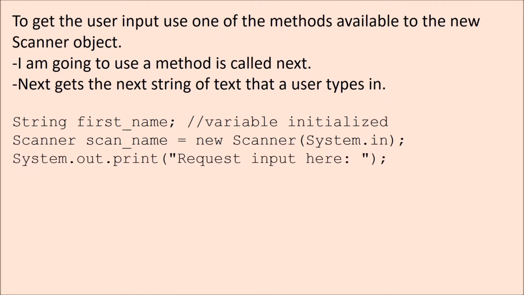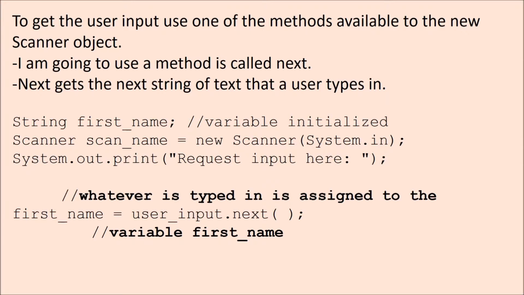Then we're going to use the System.out.print, which will have a single line printout, request input here, so that we can request the input. And then finally, we'll assign that requested input to a variable. first_name equals user_input.next.